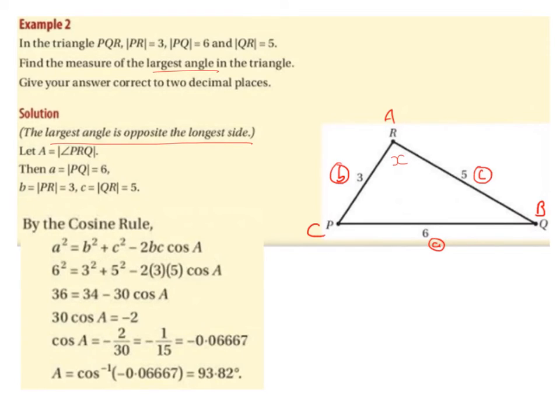So then we're going to divide across by 30 to get the cos of a on its own. So we get minus 2 over 30, which is minus 1 over 15, which is minus 0.06667, rounded off to 5 decimal places. So remember, we're looking for an angle. We do not know what the angle is, so we have to use the inverse function. So we're going to do cos to the power of minus 1, the inverse function of cos, multiplied by minus 0.06667. We get 93.82 degrees to 2 decimal places.